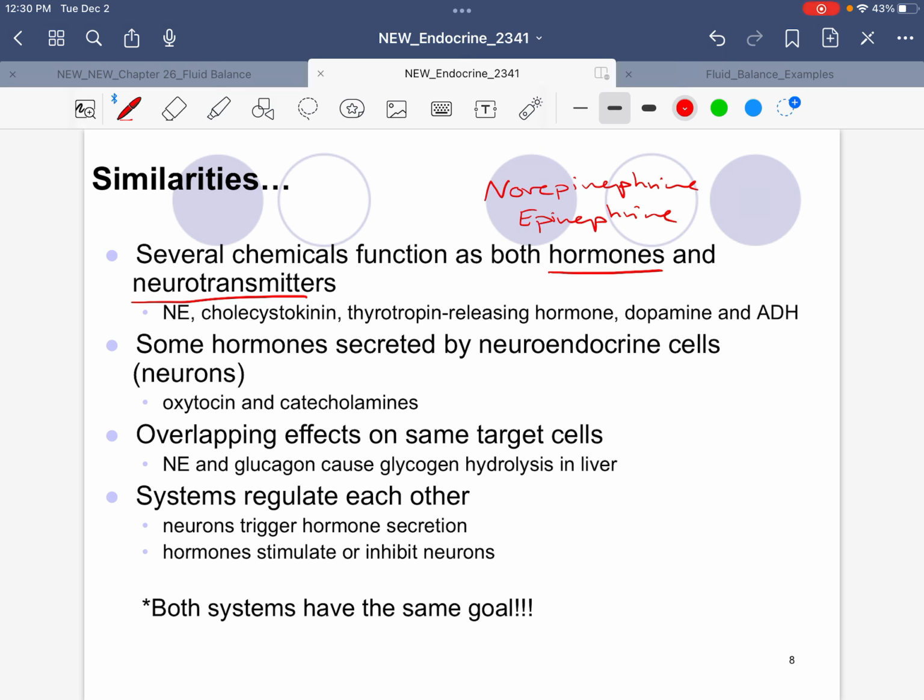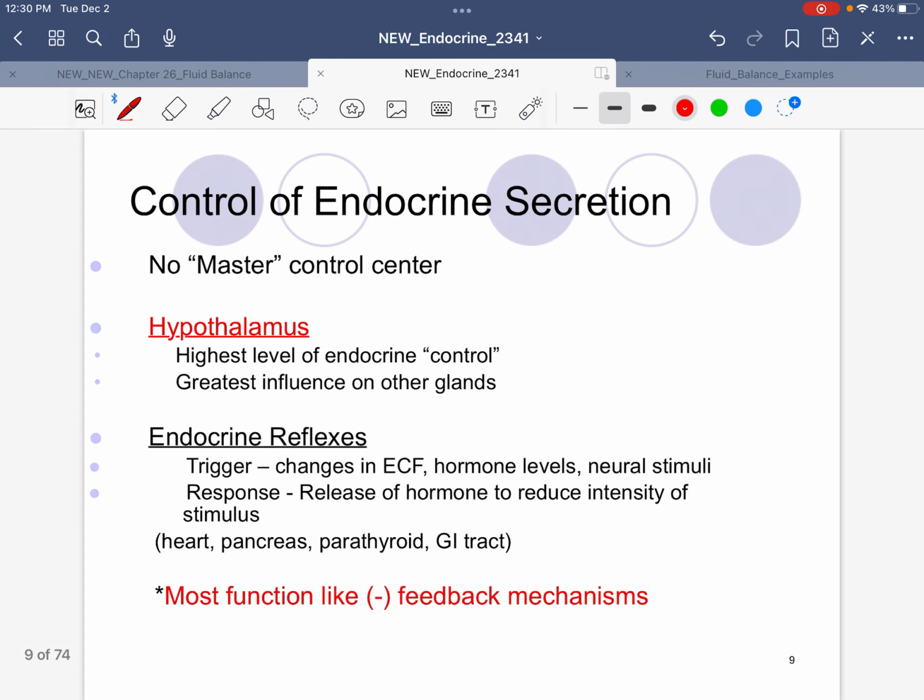They obviously have overlapping effects. Aren't organs and muscles going to receive both nerve impulses and hormones? Yes. Okay. Again, not going to be on the test, but I just wanted to point it out. A couple other points, and then we'll be done with this.